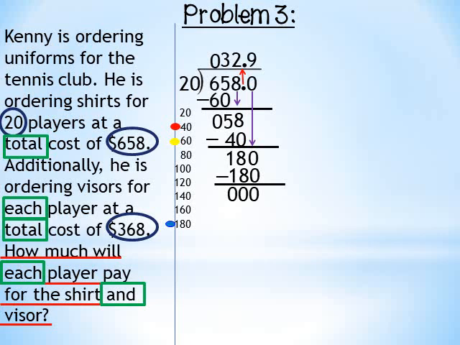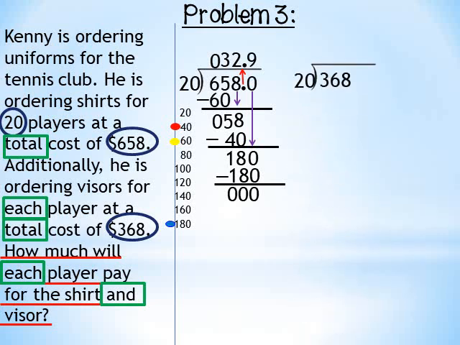So what we do know is that the shirts cost $32.90. The reason why I don't just say 32 and 9 is because when you're dealing with money, you need two places. So you know that you can fill an extra space with a zero. So it's going to say $32.90.